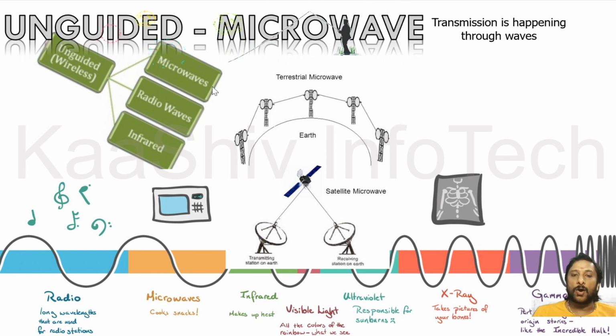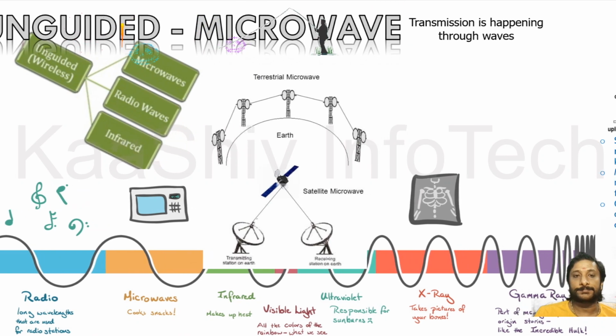So microwaves are of two types: one is terrestrial, the other one is satellite. One is the transmitting station, and the other one is the receiving station. Transferring the data via microwave concepts is called a microwave unguided medium. Again, it's of two types.